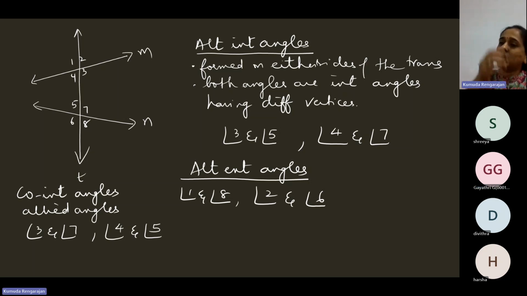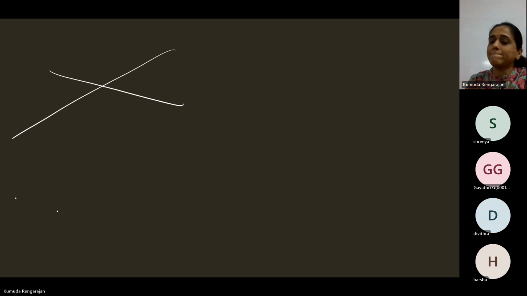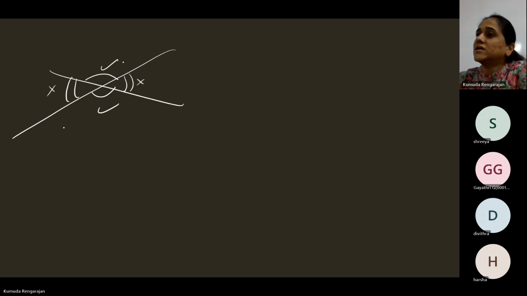Vertically opposite angles are always equal, because vertically opposite angles are not a result of parallel lines. When are vertically opposite angles formed? When two lines intersect like this. Vertically opposite angles are always equal. This angle is equal to this angle. This angle is equal to this angle.